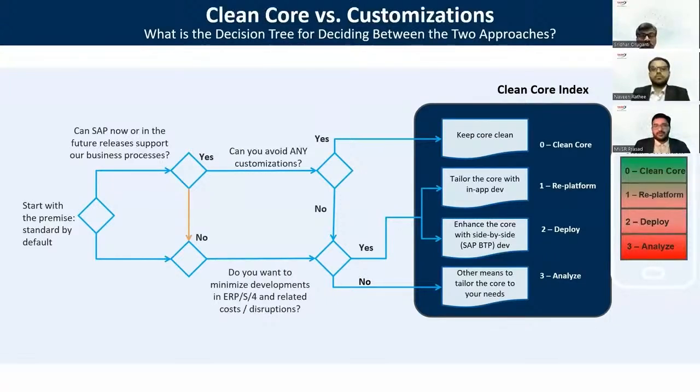So before you take any decision on which index my system falls under, you need to decide on the clean core aspects: analyze, prepare, re-platform, and clean core. Analyze means you will be identifying the custom code, categorizing the custom code, and then cleaning the code which is unused or rarely used. You need to identify that.